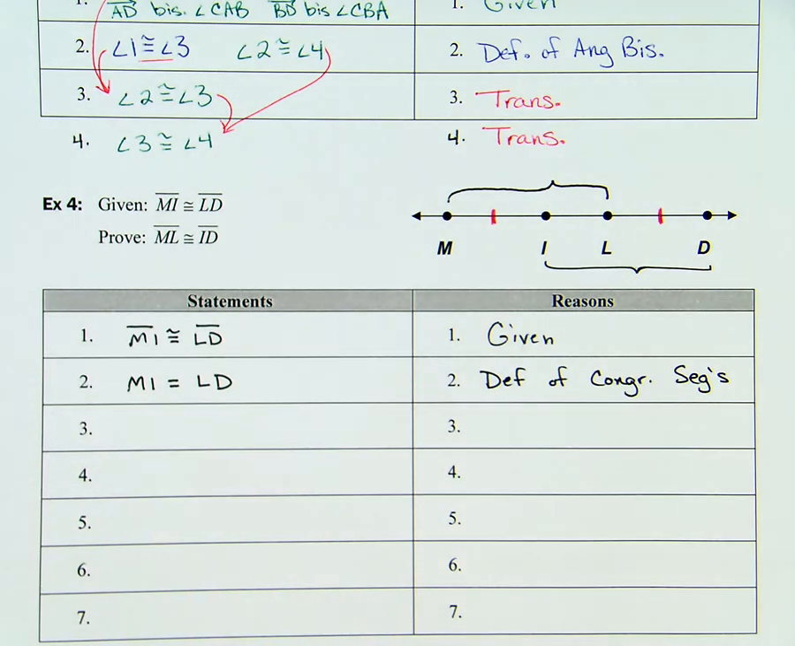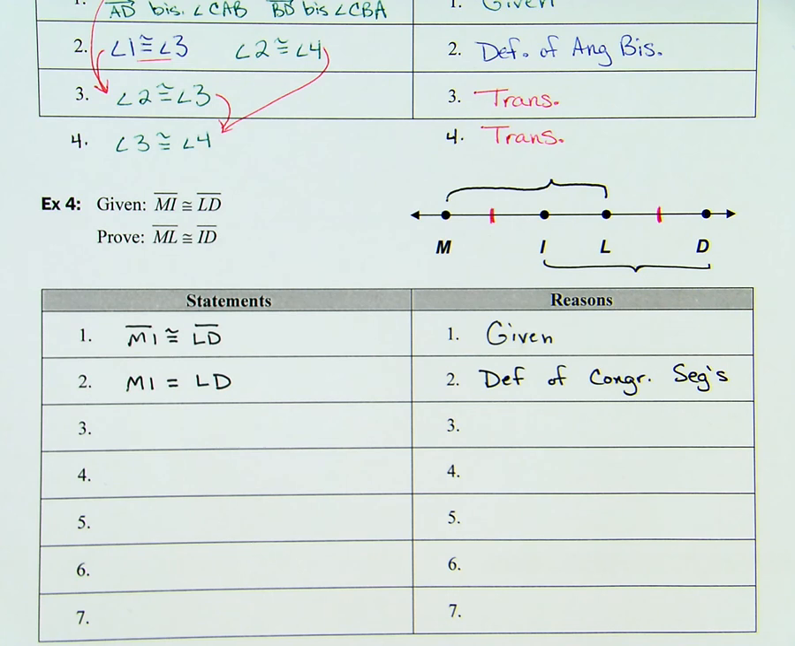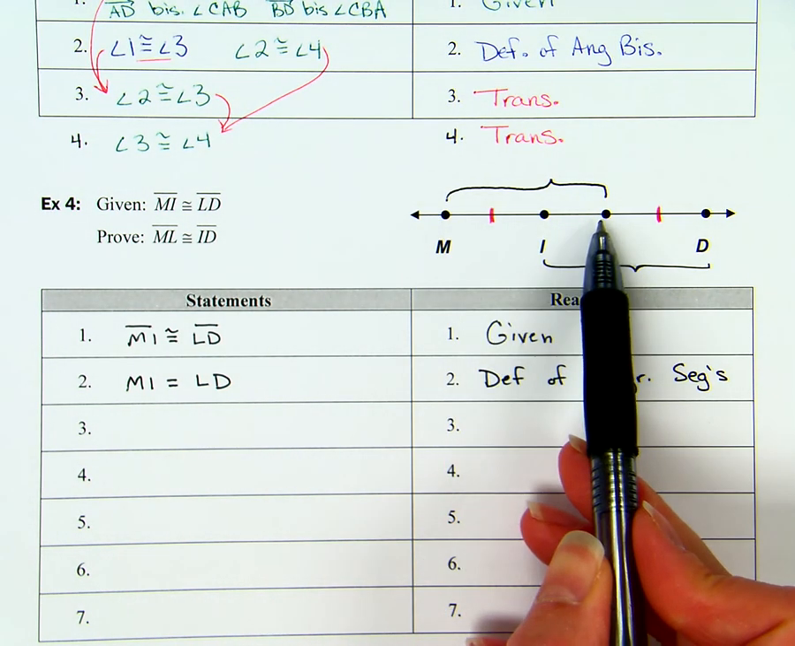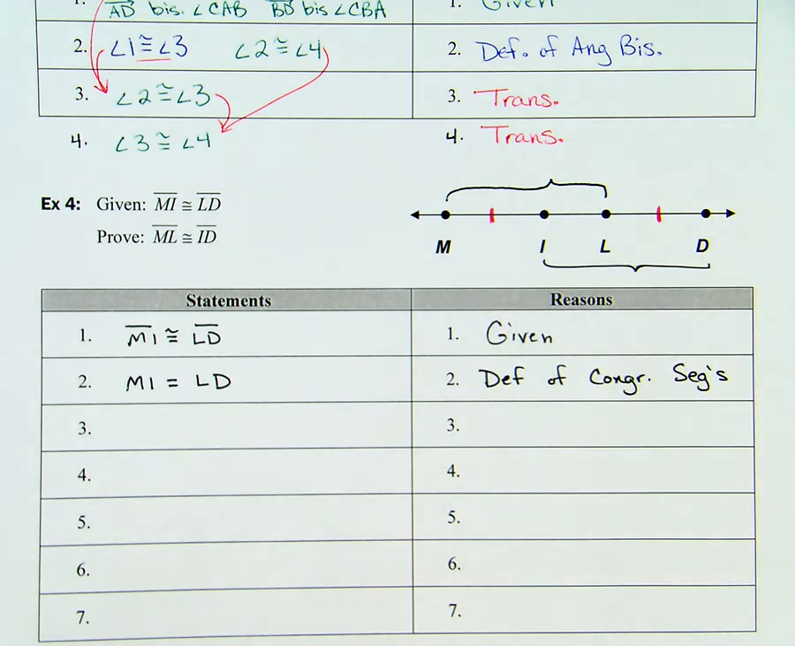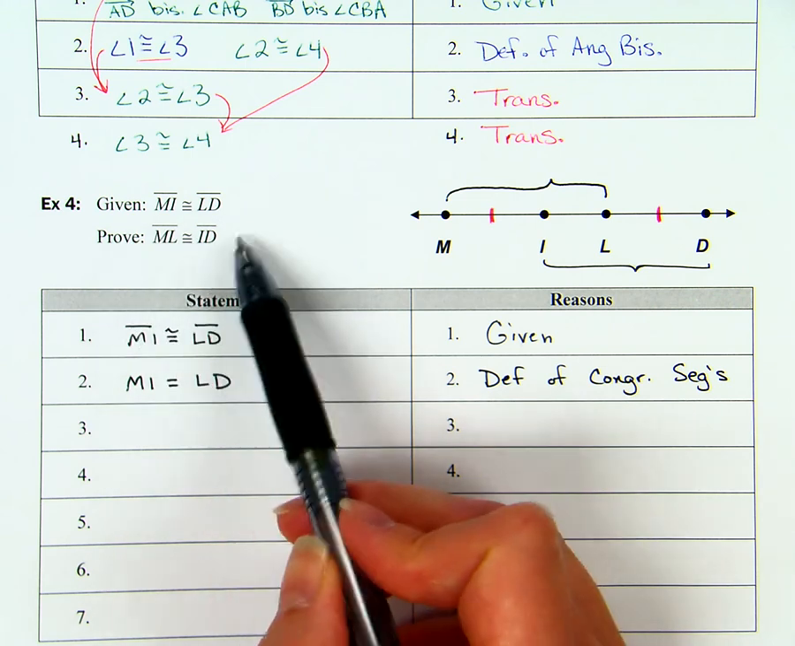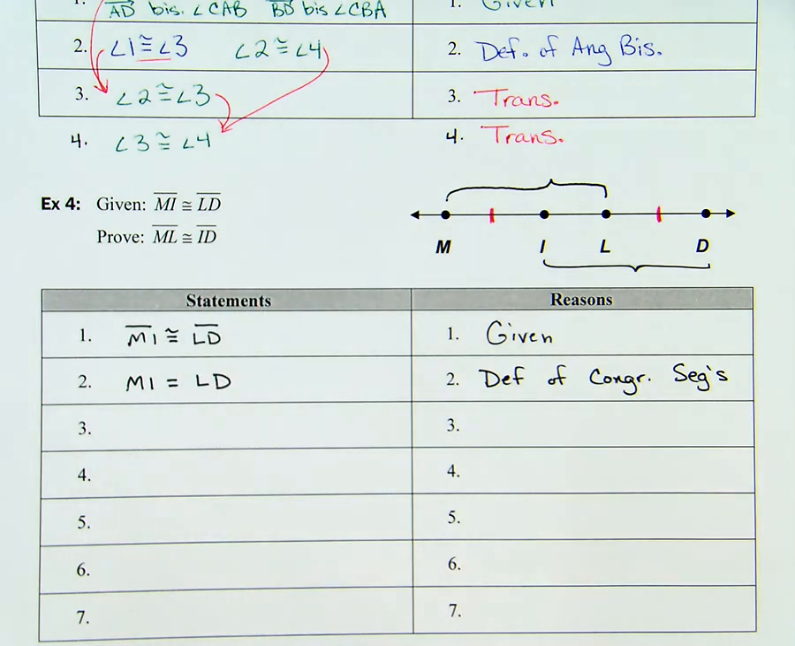Now that these two are equal, I'm going to give you a chance to try it. Think about the proofs that we did in section 5 and see if you can get these two segments, ML and ID, to be equal in length. After you have them equal in length, change them back to congruent. When you're done, make sure to check the answer with the answer key, and then you are finished.